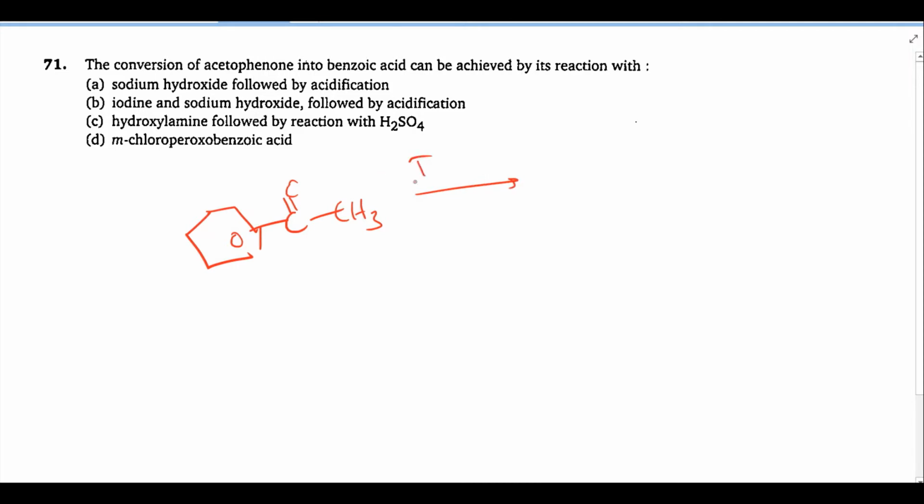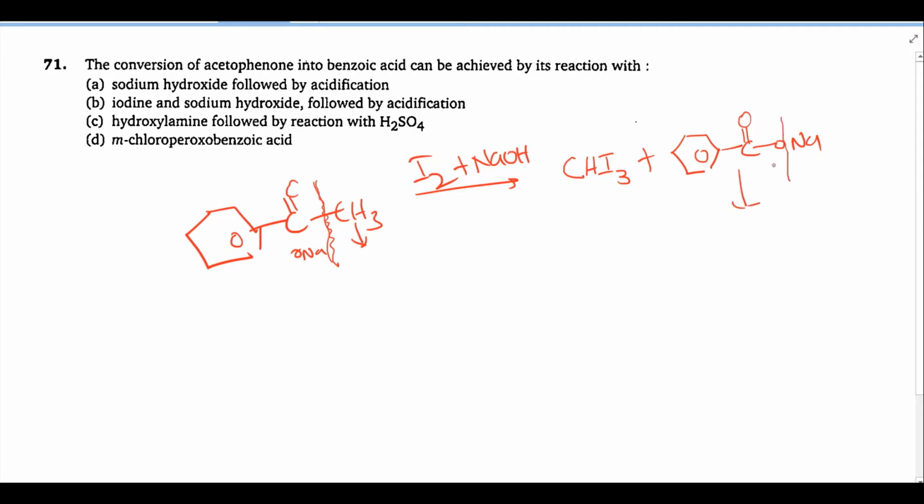You just do that haloform reaction, I2 NaOH. I already told you the basic technique. What is that? Break the alpha CH3 side bond. So this is the CH3 you convert into the respective halide, like haloform. So this is CHI3, and another thing, it is ONa you can add. Okay, this is a shortcut technique. Then COONa. After that, followed by acidification, H is added, OH is added. Then you are going to get benzoic acid.